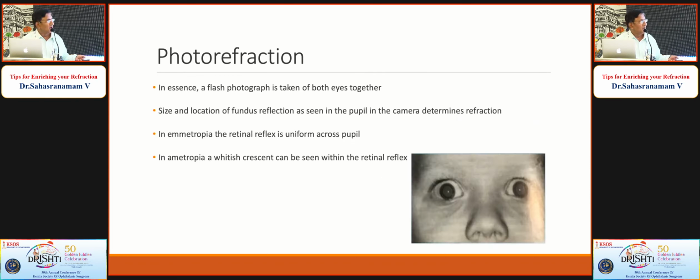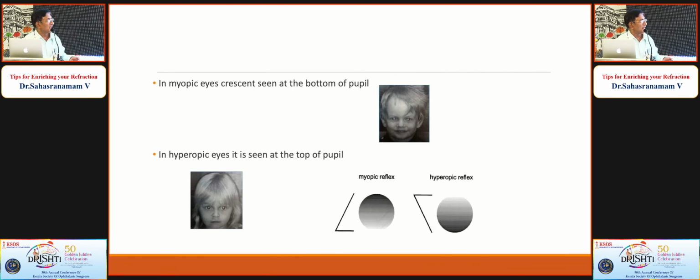It is essentially a photograph of the patient taken binocularly, and you look at the reflex. In an emmetrope, the retinal reflex will be uniform across the pupil, whereas in a myope, there will be a crescent at the bottom of the pupil. In a hyperopic reflex, it will be at the top of the pupil. So it will help in screening. It will not give the exact dioptric powers, but in large scale screening of pre-verbal children, it will be useful.